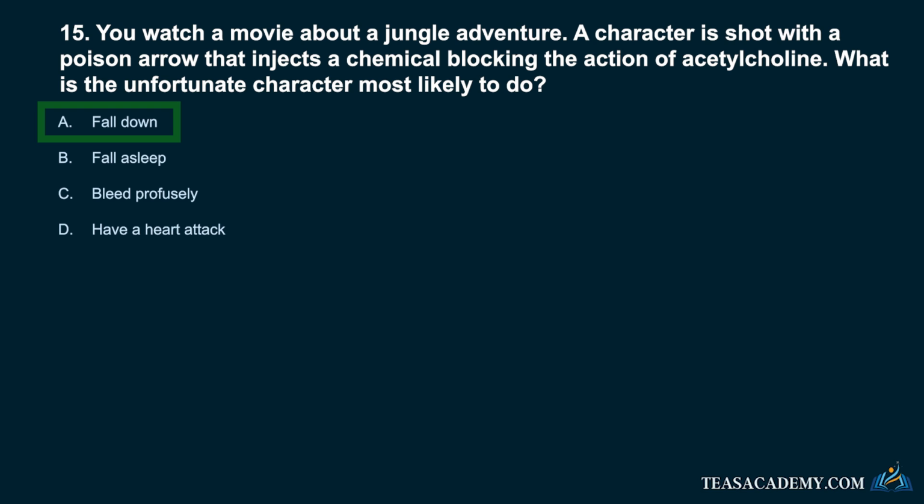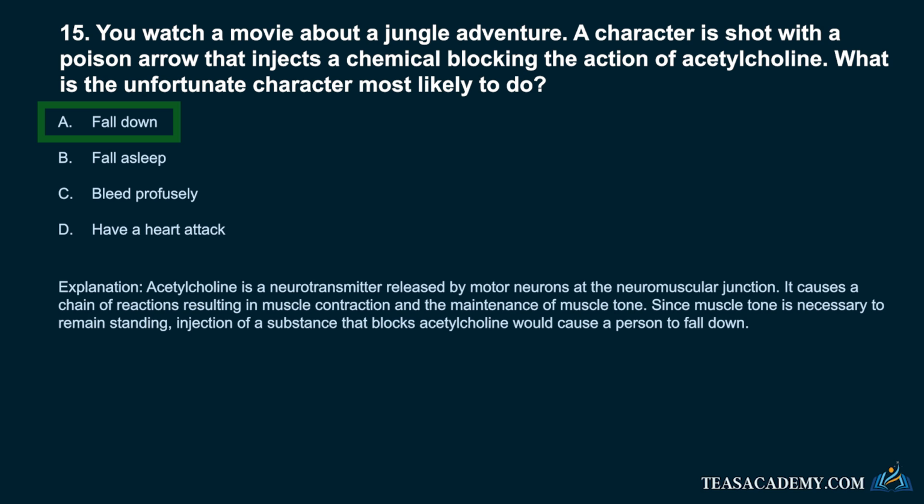Correct answer, fall down. Acetylcholine is a neurotransmitter released by motor neurons at the neuromuscular junction. It causes a chain of reactions resulting in muscle contraction and the maintenance of muscle tone. Since muscle tone is necessary to remain standing, injection of a substance that blocks acetylcholine would cause a person to fall down.